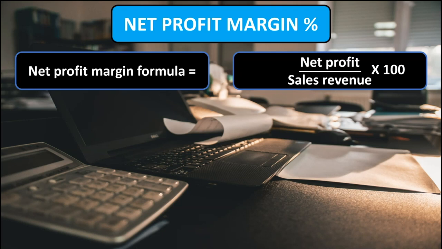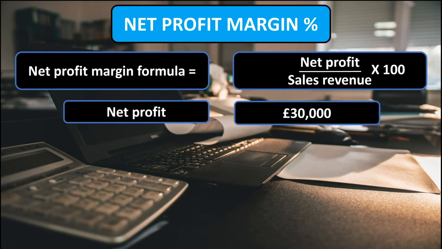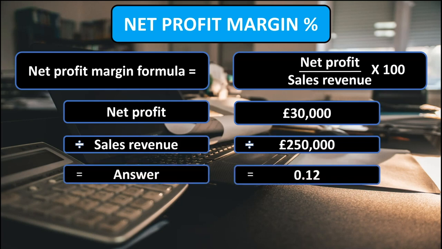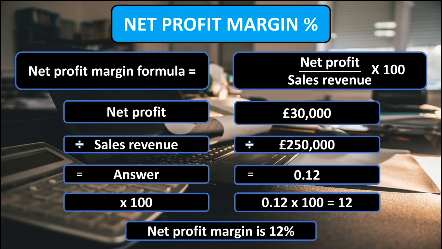So if we use the figures taken from the previous example, this would require us to start with a net profit of £30,000. We would then divide this by the sales revenue, which is £250,000, and this would give us an answer of 0.12. Now it's very important to remember to multiply the answer by 100, which in this example gives us 12. This is your net profit margin. Remember, it's shown as a percentage, so it's 12%.